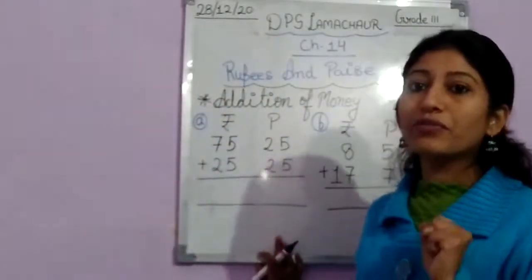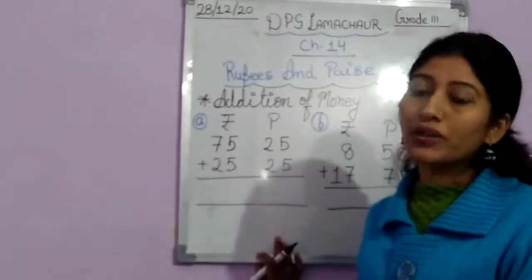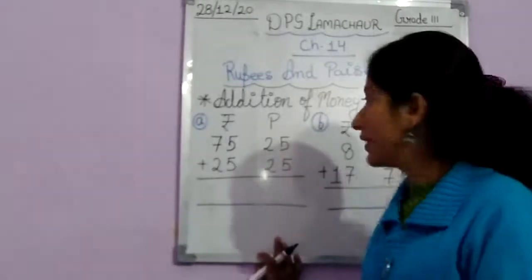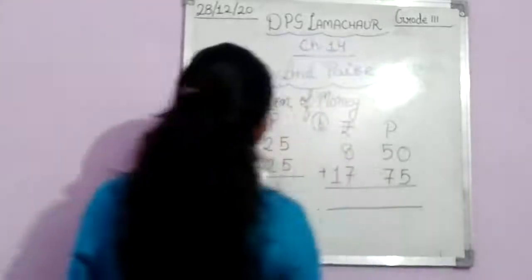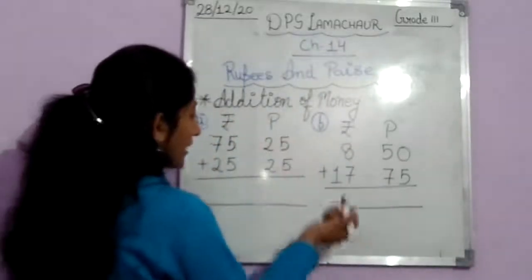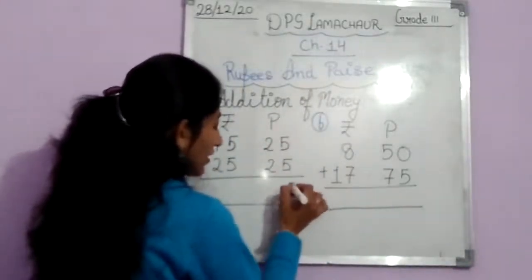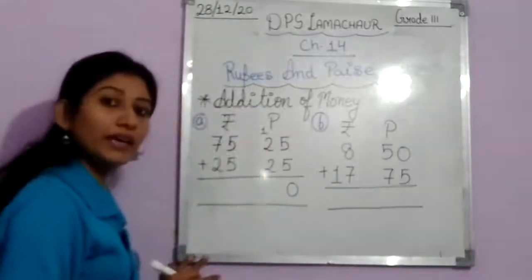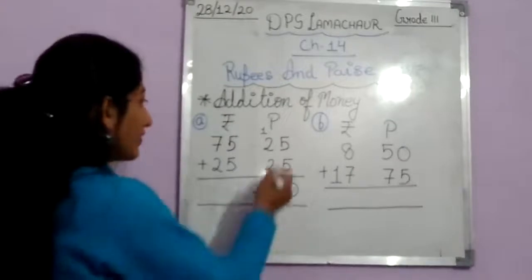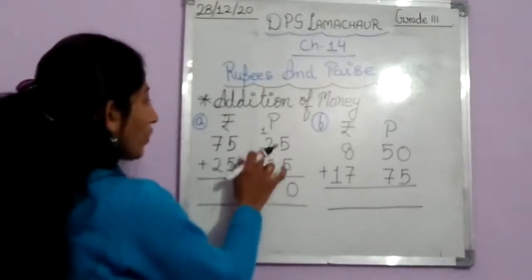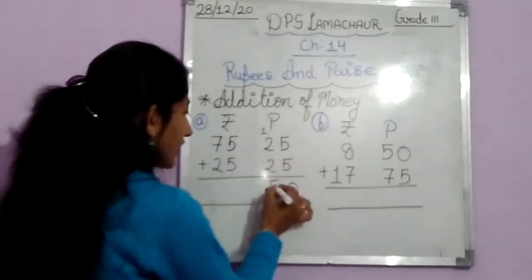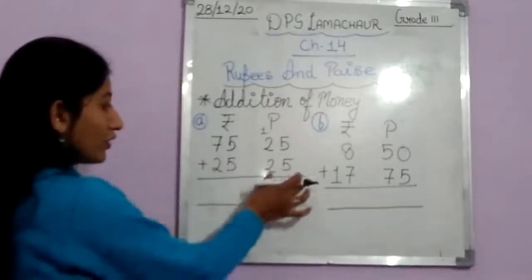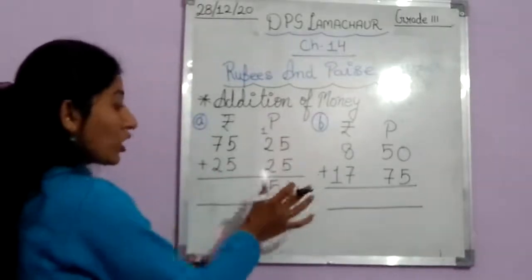Now what we have to do? We have to do addition, and we all know how we can add. It is very simple. See, 5 plus 5 will be 10, and you all know that in 10 we get 0 and 1 will be carry. Then we will add 2 plus 2 is 4 and 4 plus 1 is 5. Nothing to carry here. So in 50 this paise column is over.